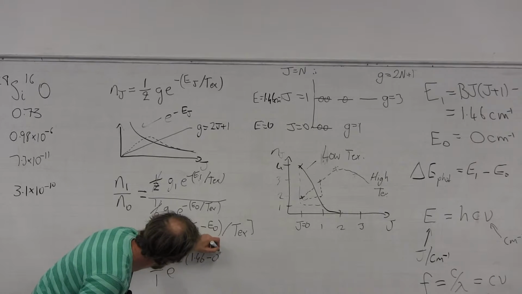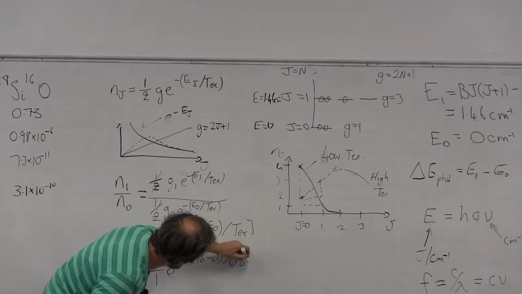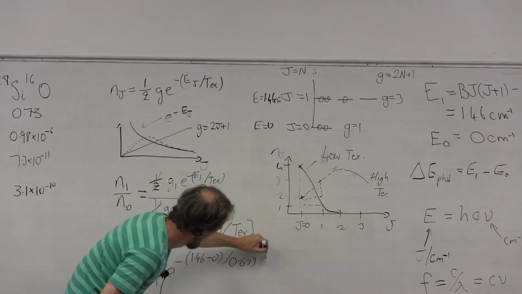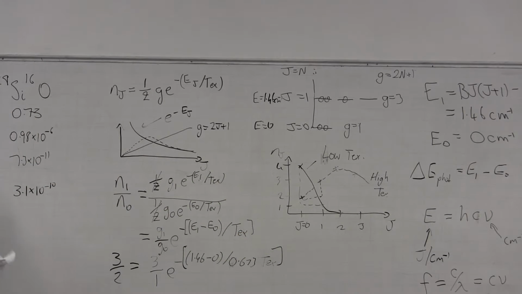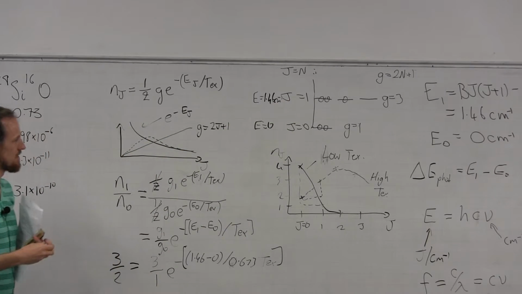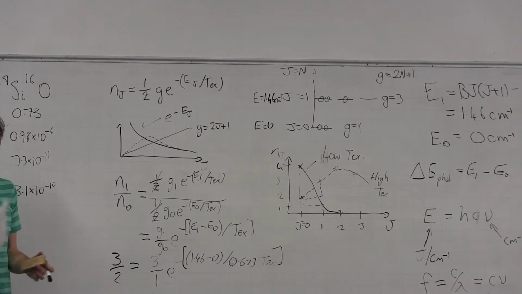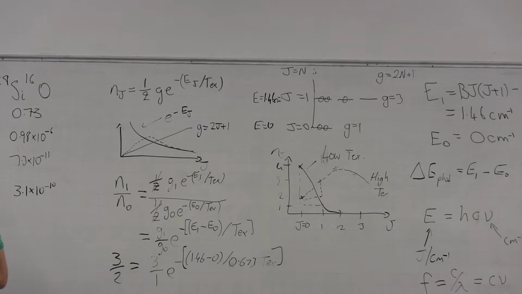1.46 minus 0 divided by Boltzmann's constant, which in these units is 0.673. That I think was in a previous test, but I'll make a note of it somewhere as well, times excitation temperature. Okay. So basically, by considering this formula, the results about what these level populations are, we can put in all the numbers except for the excitation temperature. And so this is an equation you can solve for the excitation temperature. And that, I think, is the question. What is the excitation temperature given by these ratios? And this is the way to do it.